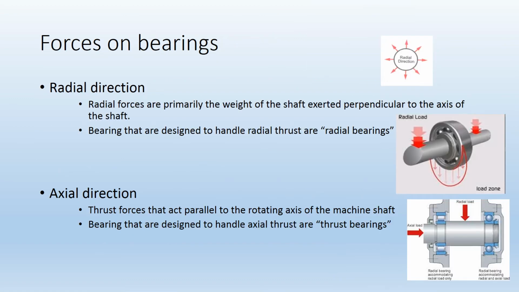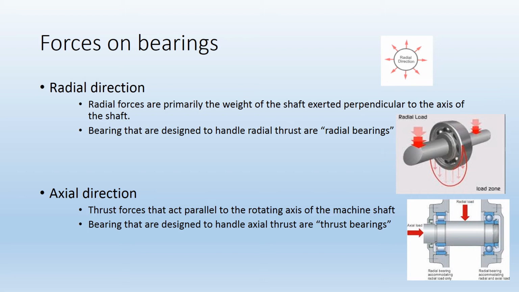We will now look at the forces on bearings. So there's two types of forces acting on bearings. Those are radial forces and axial forces. Radial forces are primarily the weight of the shaft and whatever the machine is, acting perpendicular to the axis of the shaft. The bearings are known as radial bearings. Axial forces act parallel to the rotating axis of a machine shaft.